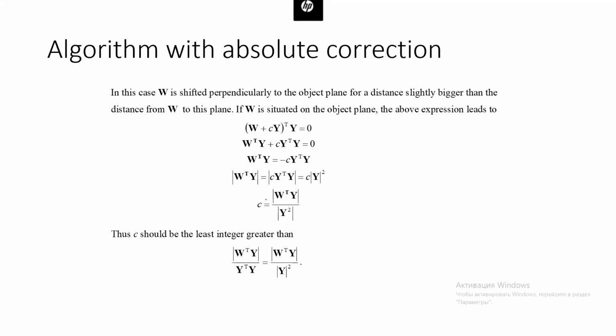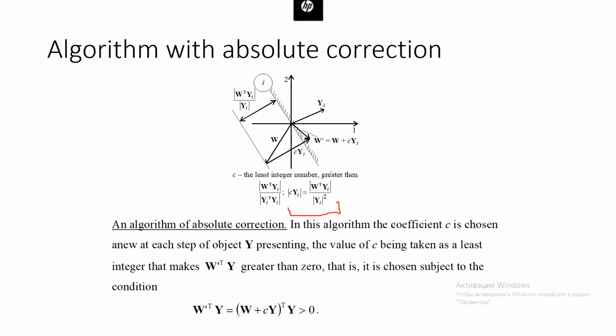Also, you may see some explanation of how to estimate the C value. So C should be the least integer greater than this expression, where we need to calculate the value of projection onto our original weight vector and the length of this projection, and divide it by the square of the length of the vector.